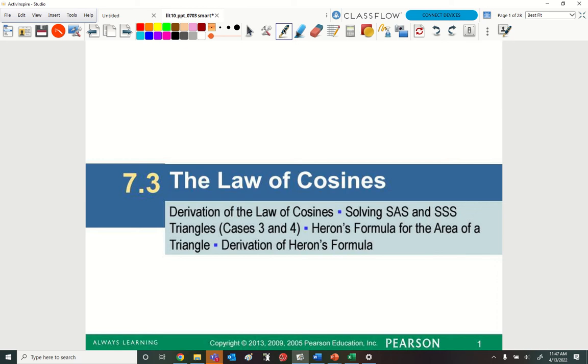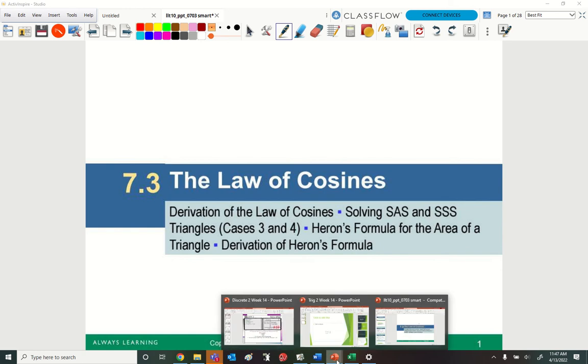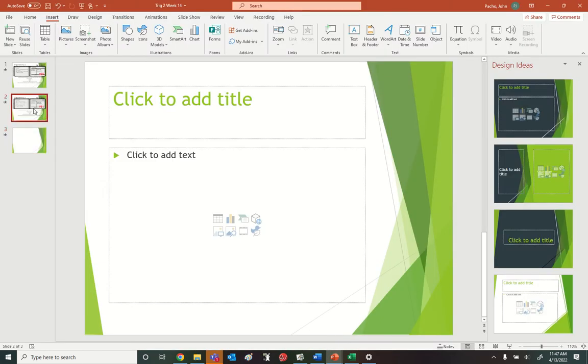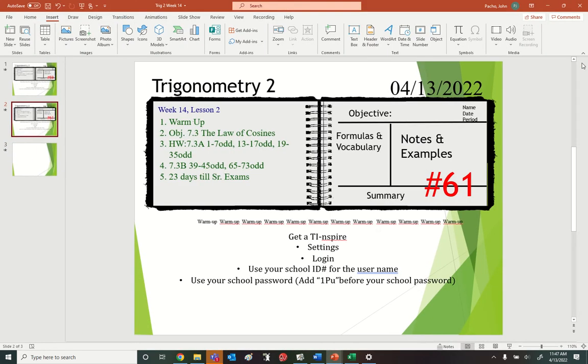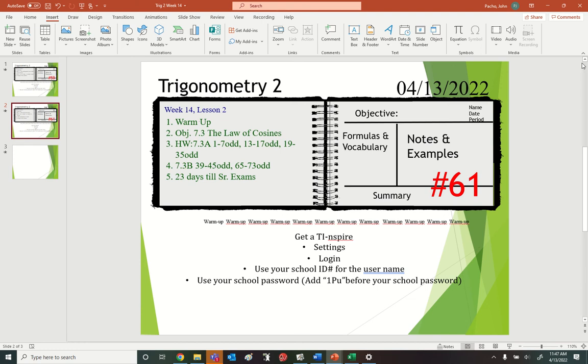So we're going to go through and do 7.3. We're going to do a little bit with 7.3, not too much, but we're going to talk about the law of cosine. This is actually our lesson, and this is the 7.3 homework problem right here. There are two parts to the homework, so I'm going to try to get as much into this video as I can, but not exceed maybe 15, 20 minutes at the most.